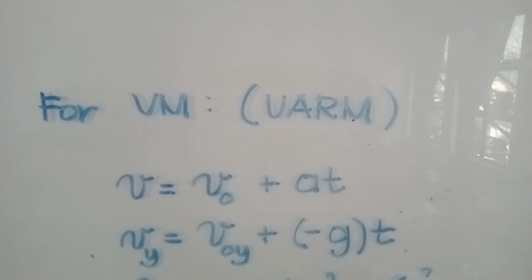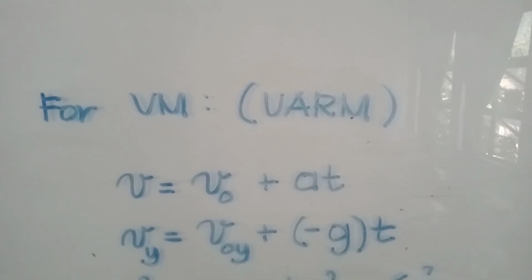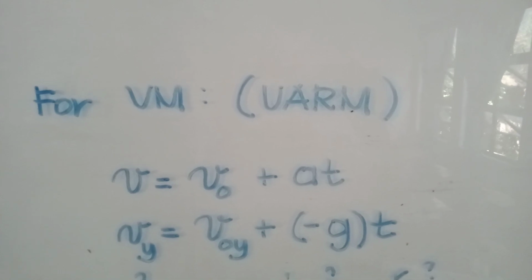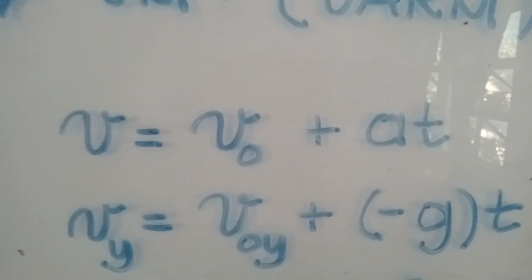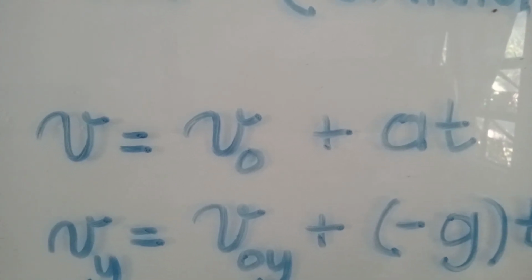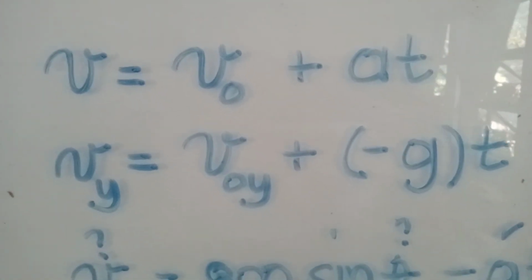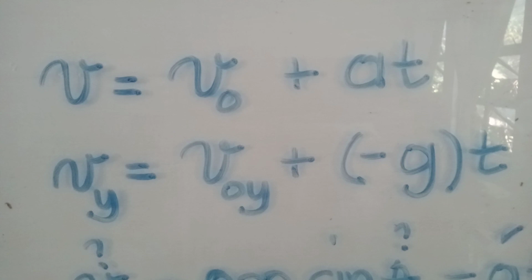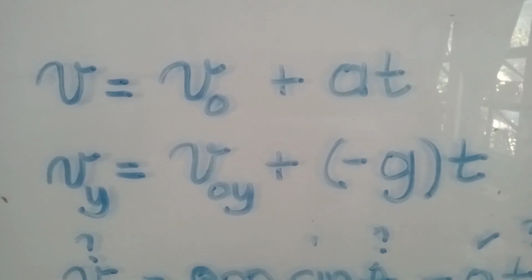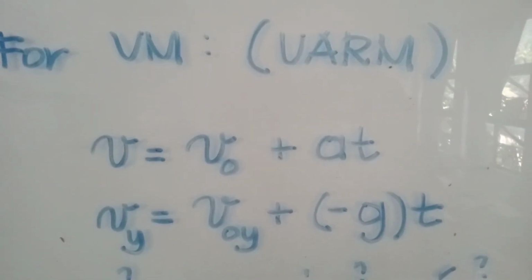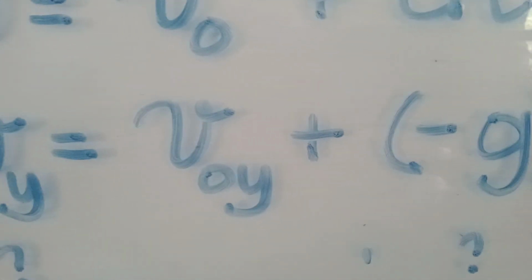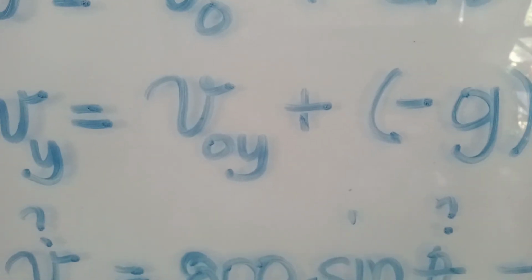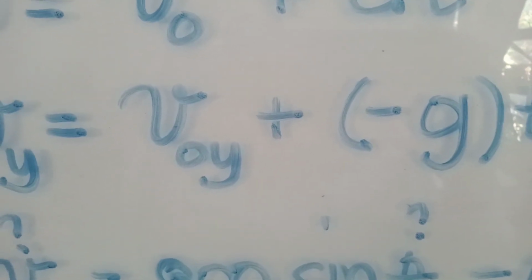For vertical motion, which is classified as a uniformly accelerated rectilinear motion, this is one of those equations, and this is equation number 1. Now, your v there, the final velocity, will be the velocity at point B. And since this is vertical motion, then this is the y component of the velocity, while its initial velocity is, of course, the y component also of the initial velocity.